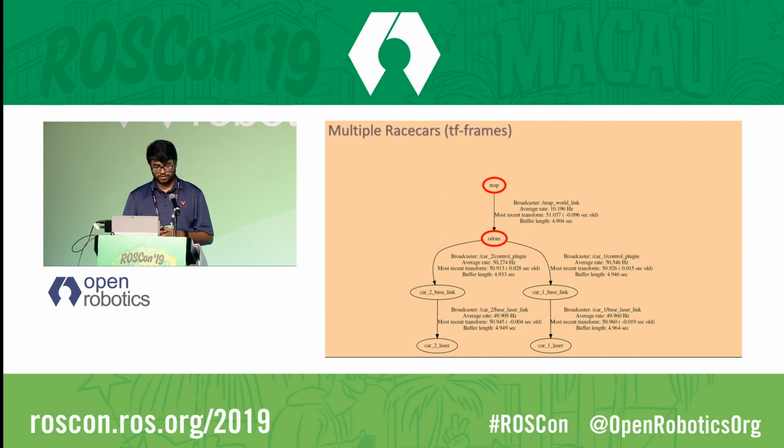The TF tree of multiple race cars have 2 common elements, the map frame and the odom frame. The relationship between these frames is static for our simulation. The frames exist only to satisfy the requirements for traditional ROS navigation packages. I will talk more about why the relationship between these frames is static in the upcoming slide.